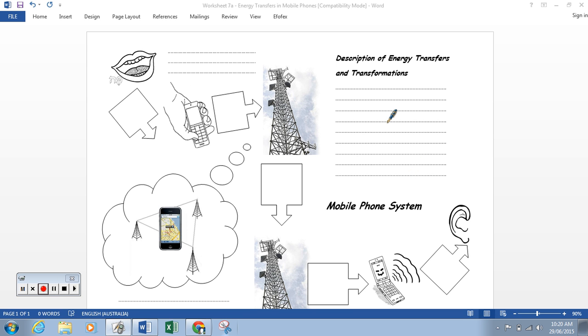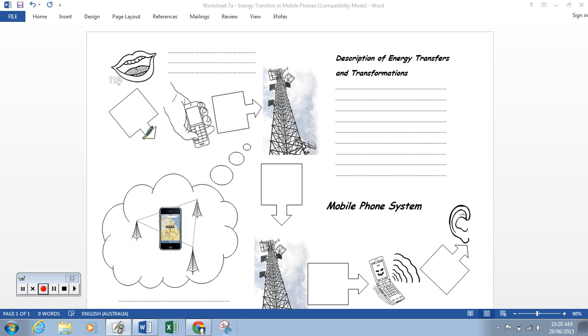So the two options are, well, the most common one, of course, is copper wire and optical for a longer distance. So that's basically how our mobile phone system is set up in Australia, and we are going to have a look at the transformations now. The energy transformation, of course, is over here. The first thing that comes out of our mouth is sound.